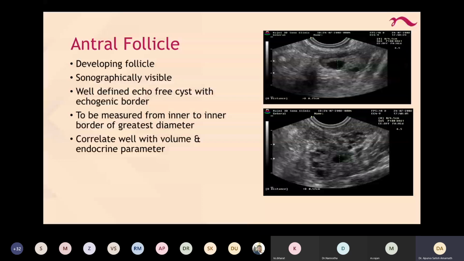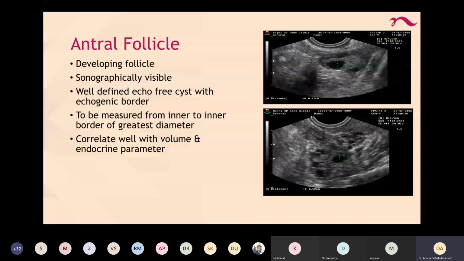So all the follicles that measure anywhere between 2 millimeters to 8 millimeters are to be counted, and that would be the antral follicular count for that particular patient. And the total of both the ovaries, that is, for example, if one ovary has 5 and the other has 3, the total antral follicular count for that particular patient would be 8.